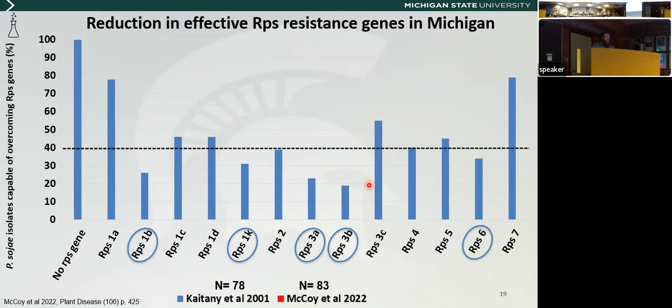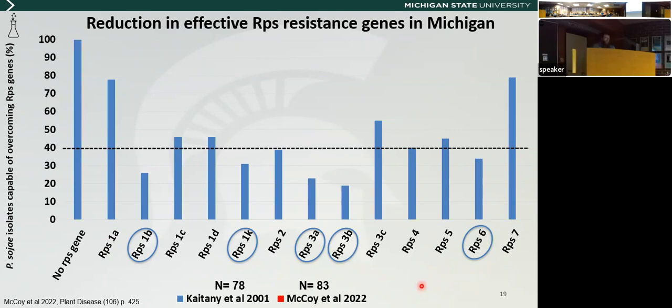The last time a Phytophthora sojae pathotype survey was done in Michigan was in 2001. Or it was published in 2001. I think it was performed in the late 90s. And their results were pretty interesting. They found that RPS1A was no longer effective for use in Michigan, but they did find that RPS1B, 1K, 3A, 3B, and 6 were all effective resistance genes up until 2000.